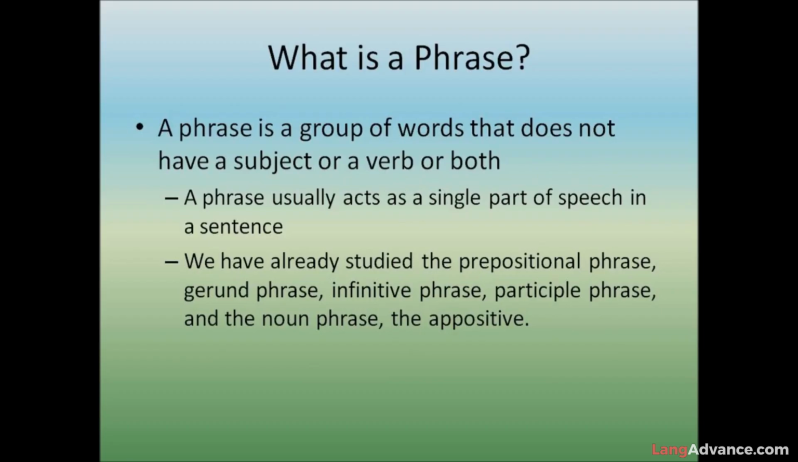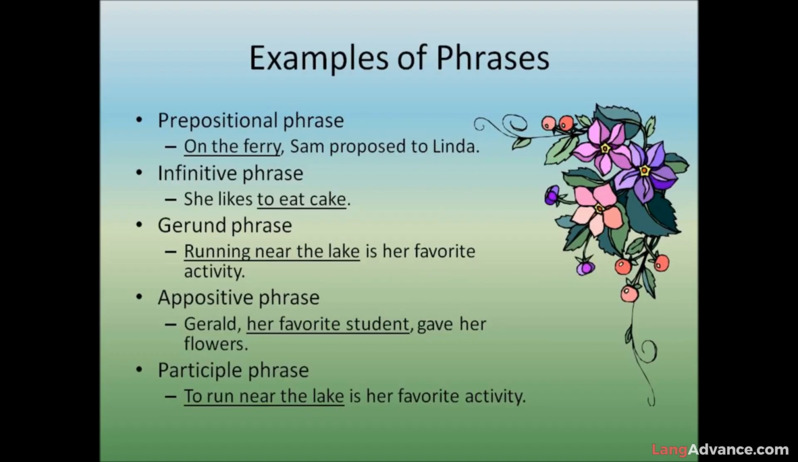On the other hand, a phrase does not have a subject, does not have a verb, or doesn't have either a subject or a verb. A phrase usually acts as a single part of speech in a sentence. We've already studied the prepositional phrase, the gerund phrase, the infinitive phrase, the participle phrase, and the noun phrase, the appositive. So some examples of those phrases: on the ferry, to eat cake, running near the lake, her favorite student, to run near the lake. Again, they sound like sentence fragments.